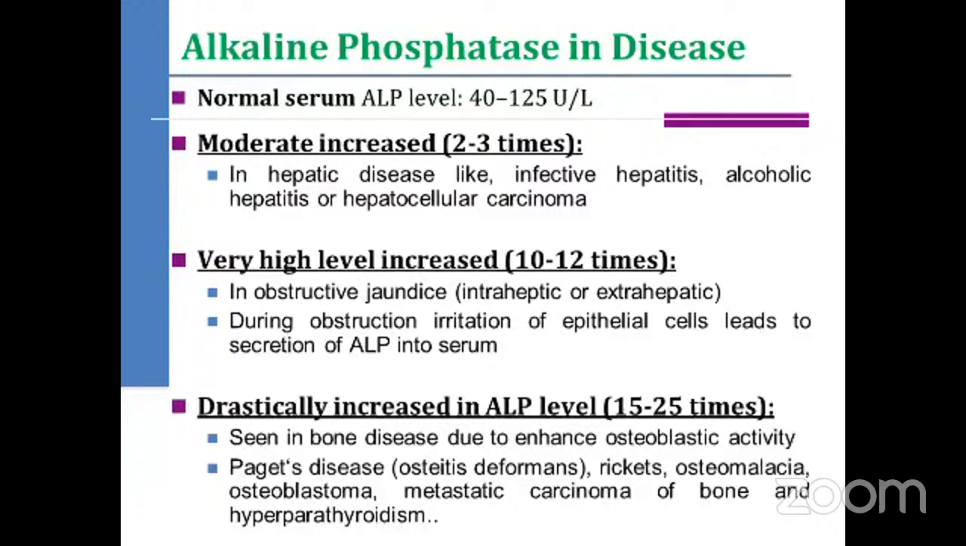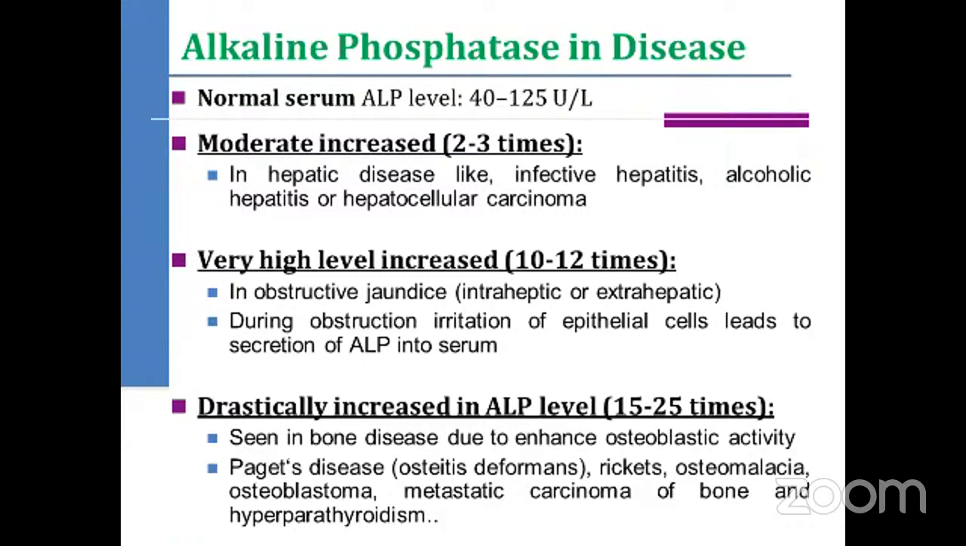Okay. Drastically increased levels of ALP are seen in the bone diseases. This is mainly because of the enhanced osteoblastic activity. Some ALPs are present in the beta form. Mainly the beta form of the ALP is present in the bone, and it is the major one. It constitutes 50% of the total enzyme activity.